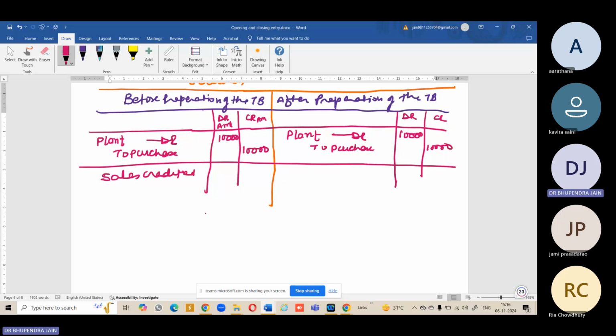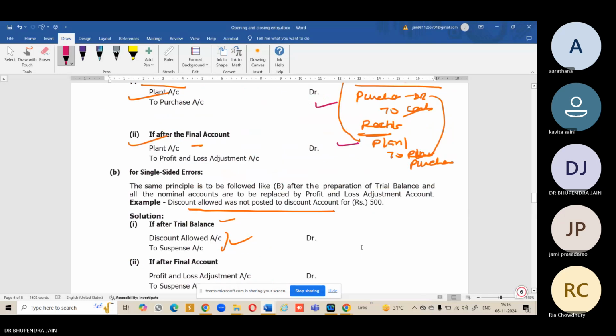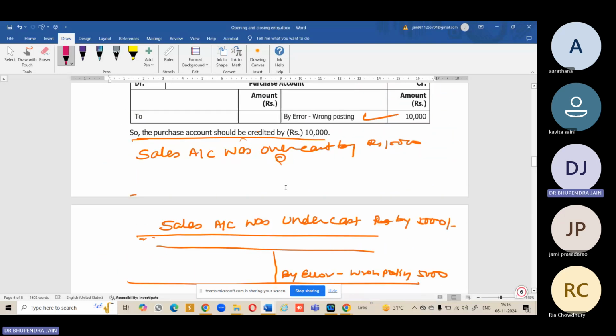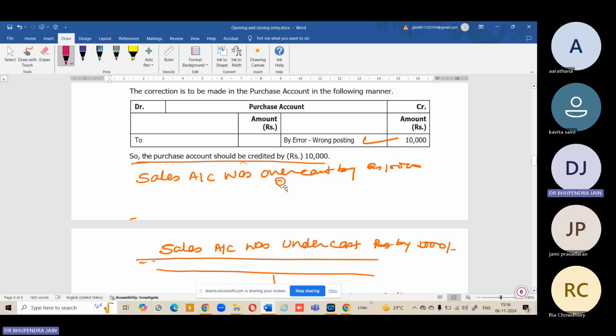Sales credited will be rupees 1,000. I have already told you this: purchase over cast, purchase under cast, sales under cast, sales over cast. Before preparation of trial balance, we will just match the balance, directly calculate the error in debit side or credit side.